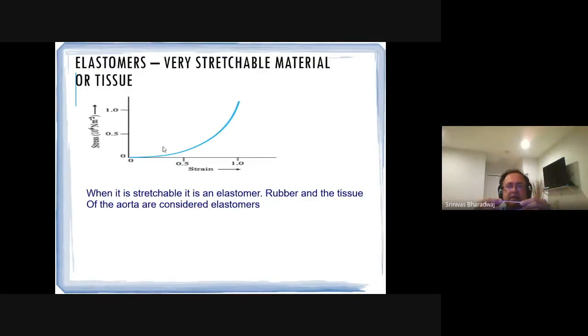Now elastomers, that's this. Elastomers are very stretchable material. When it's stretched, it starts here and I can make it as long as you want. Rubber and the tissue of the aorta, a vessel in the heart, are considered elastomers. I say this hoping you will remember when you become, or at least some of you become, doctors. Of course, some of you engineers may go on to make rubber as well. So whether you are making rubber or a cardiologist treating heart patients, remember that both are elastomers: very stretchable material or tissue which can stretch a lot but completely regain their shape.